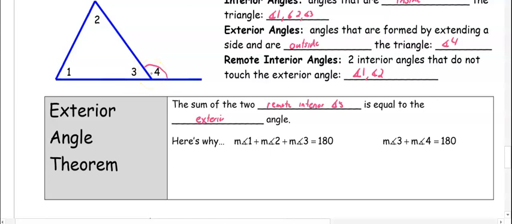So if we subtract angle 3 over, we have the measure of angle 1 plus the measure of angle 2 equals 180 minus the measure of angle 3. If we do that in the other equation, we have the measure of angle 4 equals 180 minus the measure of angle 3. Notice that this part is the same in both equations, so we can take the other two parts by substituting. We get that the measure of angle 1 plus the measure of angle 2 is equal to the measure of angle 4.